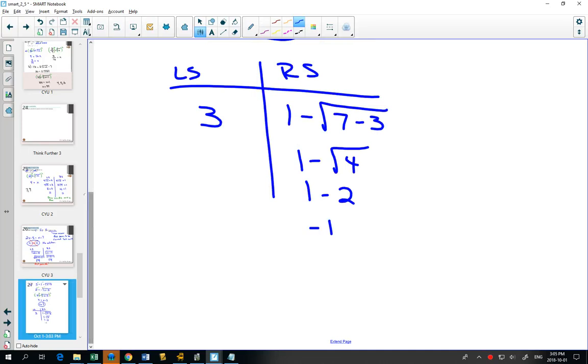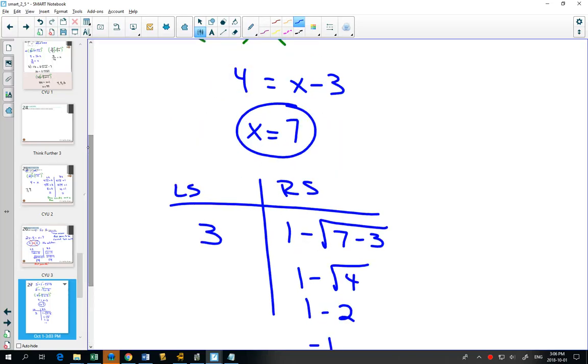So in this case, we didn't take the square root of a negative number, but when I check the left side and the right side, they don't match. So that means that even though this appears to be an answer, it's not an answer. It's not possible.